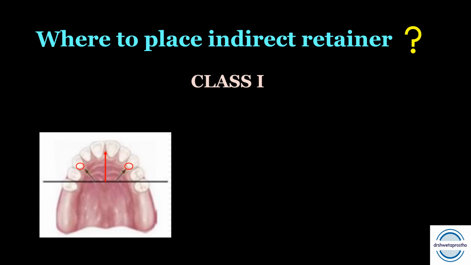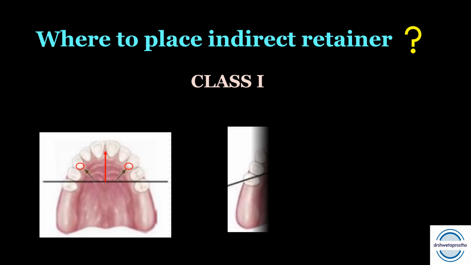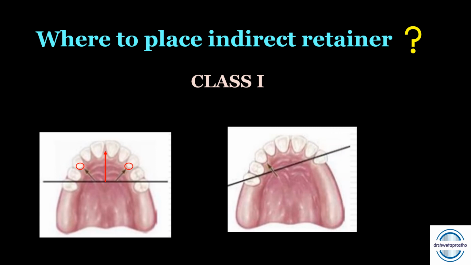Another case of class 1 with a diagonal fulcrum line, when unequal edentulous spans are present. So the indirect retainer will be placed perpendicular and away from the fulcrum line on the canines.